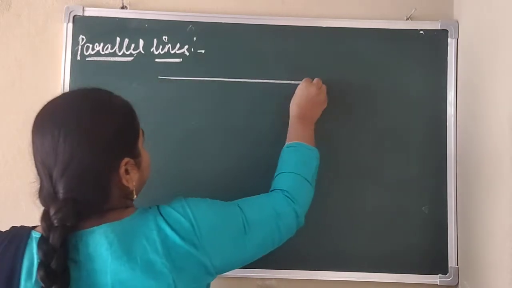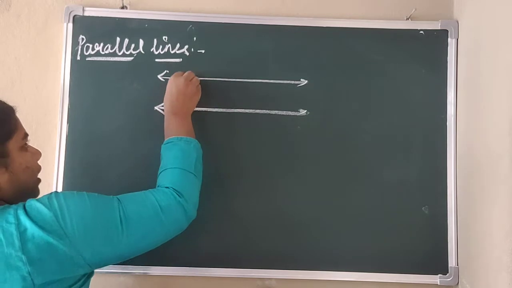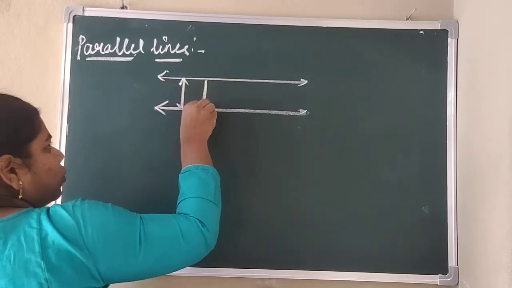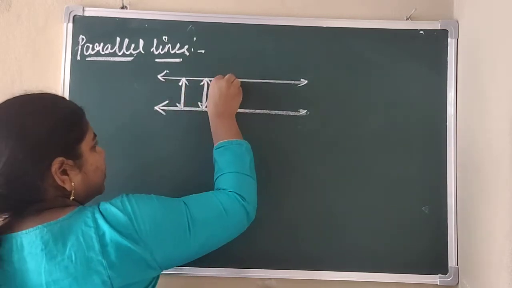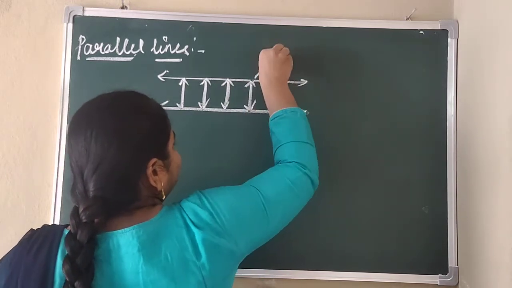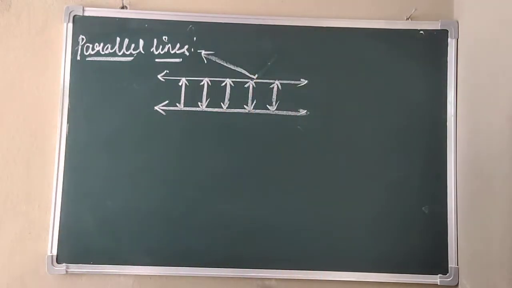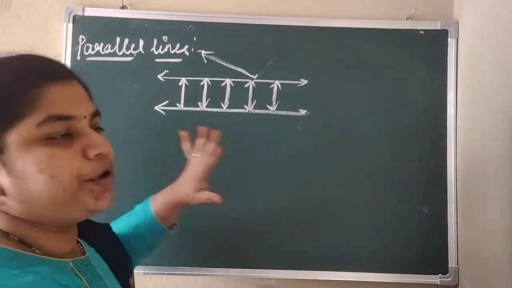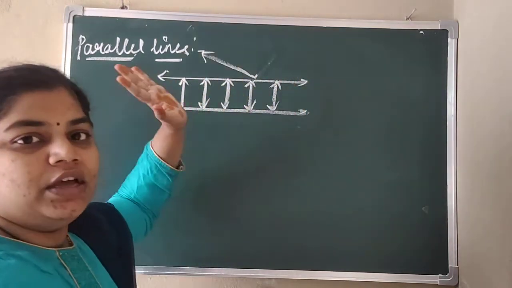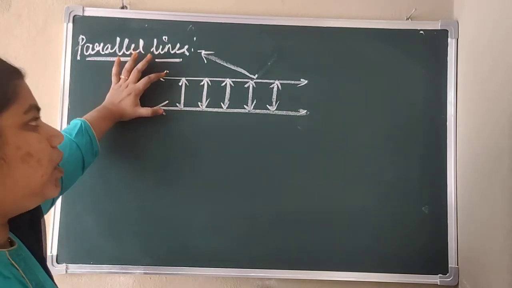So I am drawing two lines here. If you see, the distance between the two lines is always the same. If the distance between the lines is always the same, we call them parallel lines, because they will not intersect at any point. They go on straight. You can take the railway tracks as an example. These two are called parallel lines.